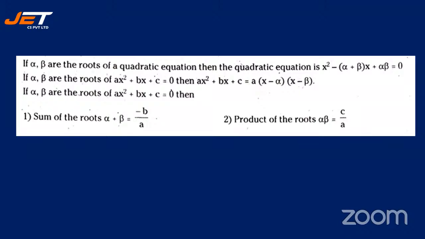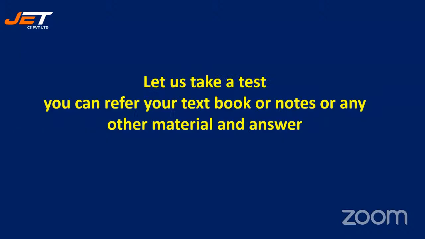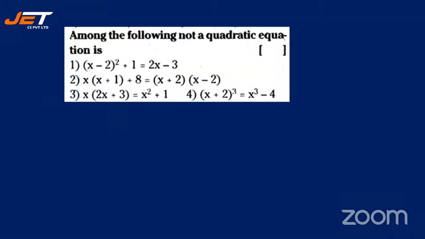Whatever is the coefficient of x, we take a negative of that, that is minus b, by the coefficient of x square, that is a. And the product of the roots, alpha beta, is c by a. So only for the sum we'll have it as minus b. All right, with this, let us take a test. You can refer to your textbook or notes or any other materials for answers. So let's start.